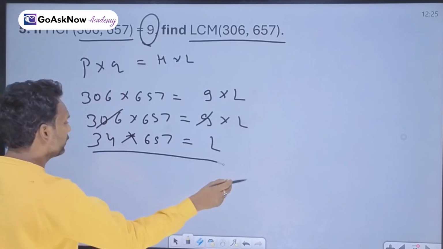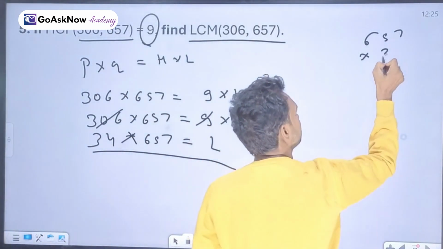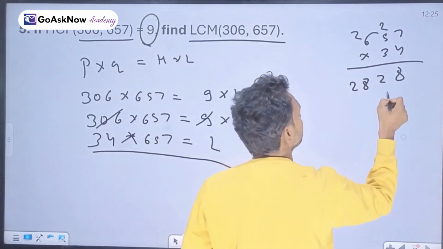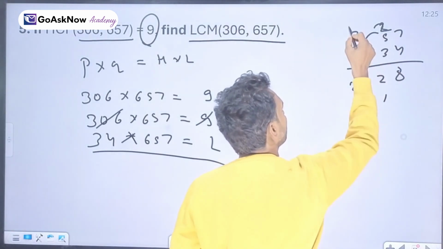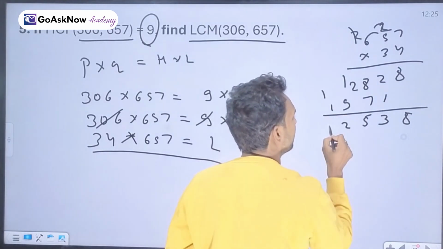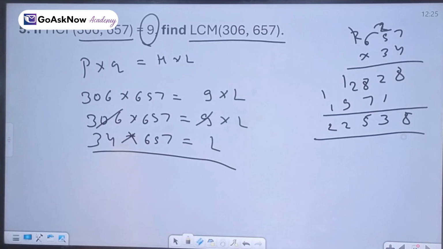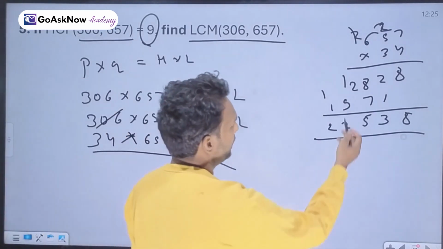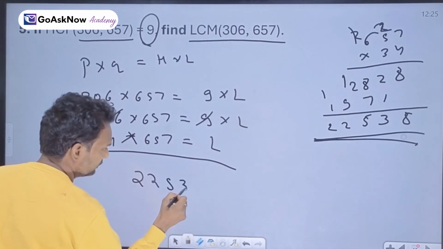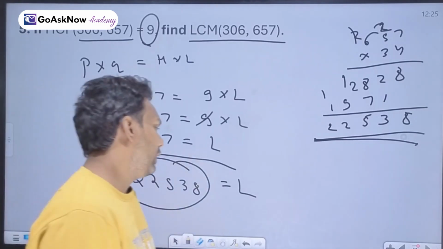So LCM is 34 into 657. 22538. Okay, 22538. Okay. Now let's move to the next question.